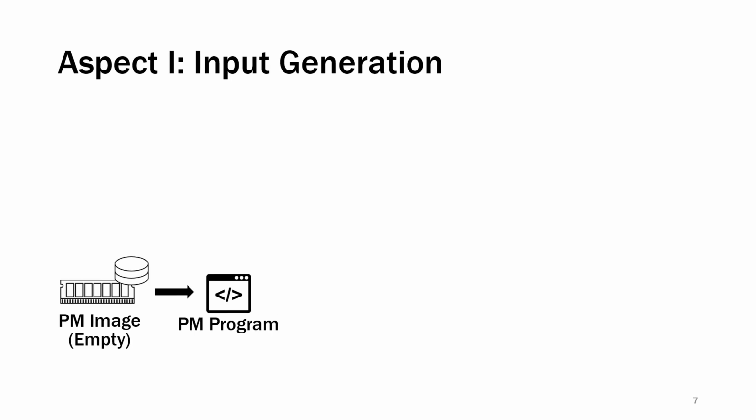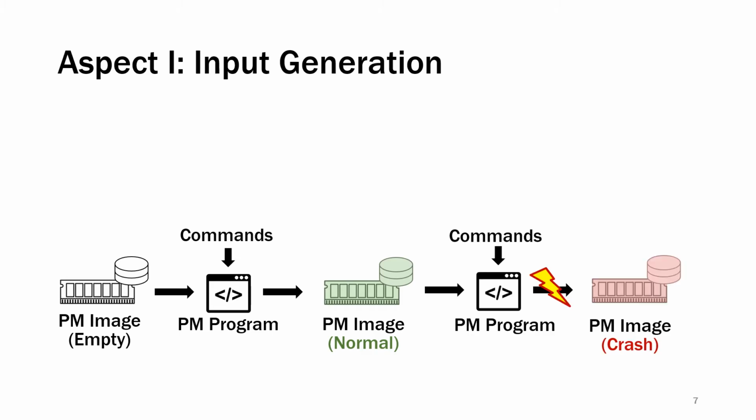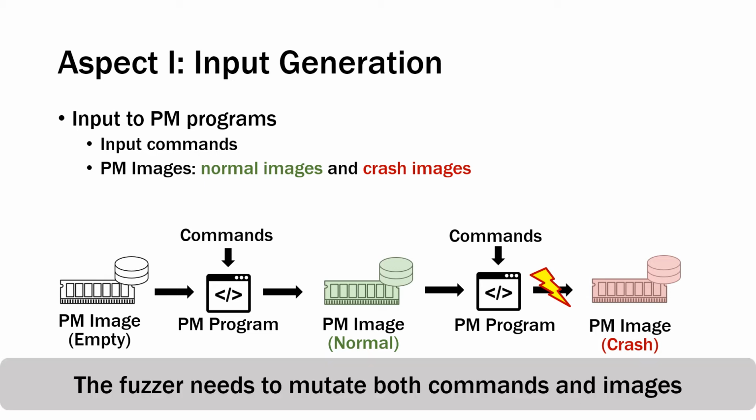Now let's take a look at the first aspect, input generation. A persistent memory program first takes an empty image, executes some commands, and produces a new PM image. Later it executes more commands and encounters a failure, so it ends up with a crash image. From this procedure we can tell there are two types of inputs. The first is the input command, and the second is the PM image. The PM images can be both normal images and crash images. Therefore, the fuzzer needs to mutate both commands and images.